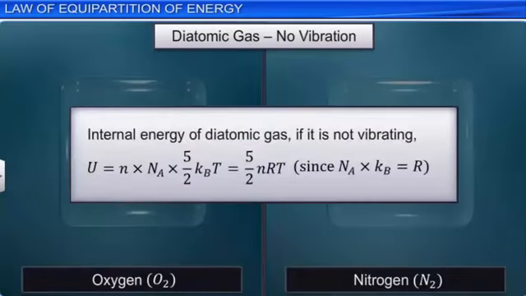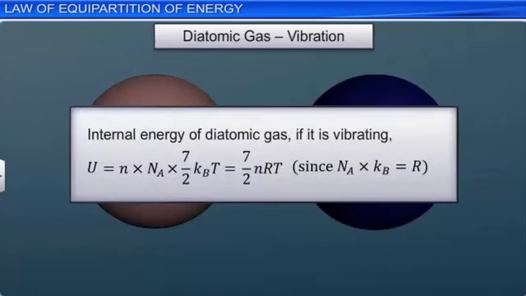The internal energy of n moles of a diatomic gas, if it is not vibrating, is U is equal to n into Na into 5 by 2 kBT. Since Na into kB is equal to R, we get the internal energy of a diatomic gas, if it is not vibrating, U is equal to 5 by 2 nRT.